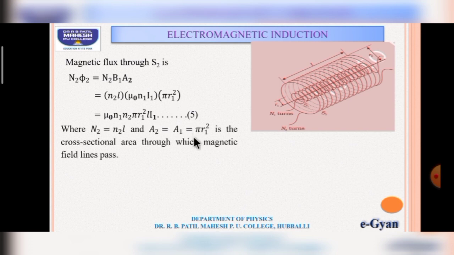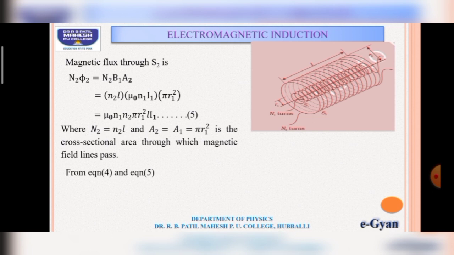Where N2 is N2 into L and A2 is equal to A1, that is equal to pi R1 square. That's why I have written here as pi R1 square. Here, the complete area is not linked with magnetic flux. Only this much of area is linked, in this much of area magnetic field lines are passing. Therefore, we equate A2 as A1, that is equal to pi R1 square.